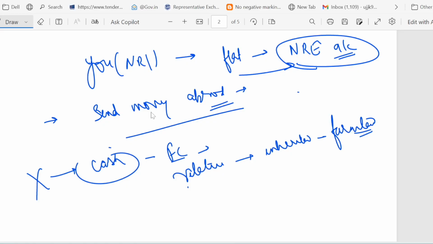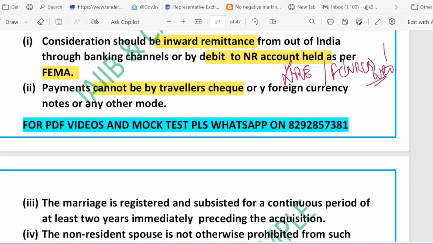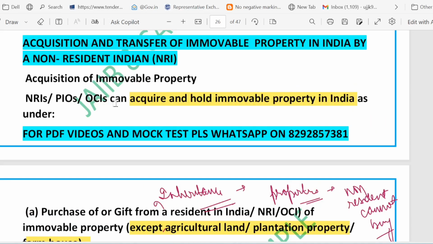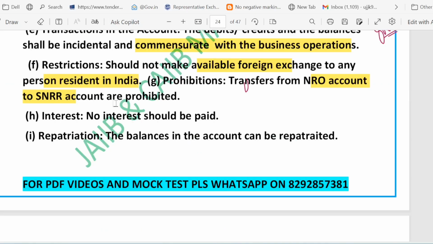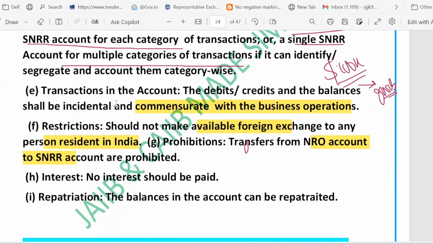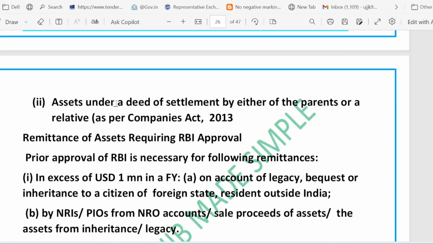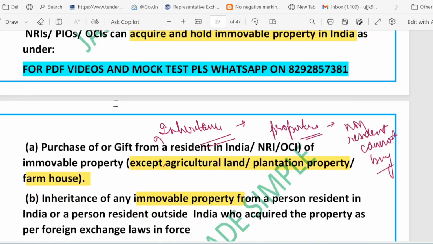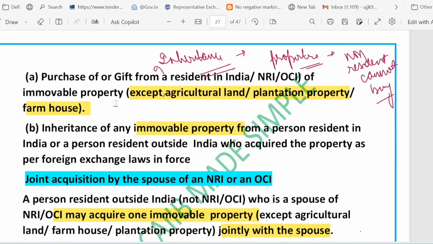Now friends, let me summarize what we have discussed in these two slides. I told you what is allowed. NRI, PIO, OCI may acquire immovable property other than agriculture land, plantation and farmhouse. Second point: what about inheritance? Inheritance from a resident is generally permitted. Inheritance is often a valid route even for otherwise restricted property. So inheritance is obviously a valid route.